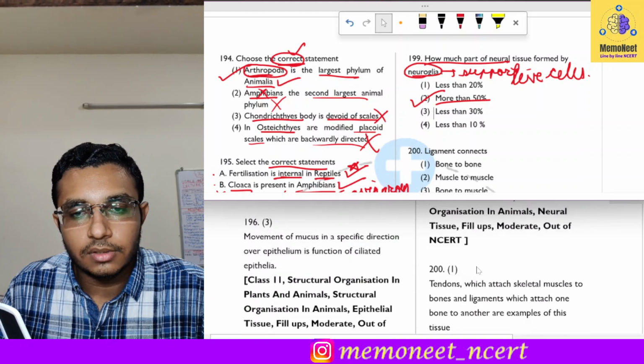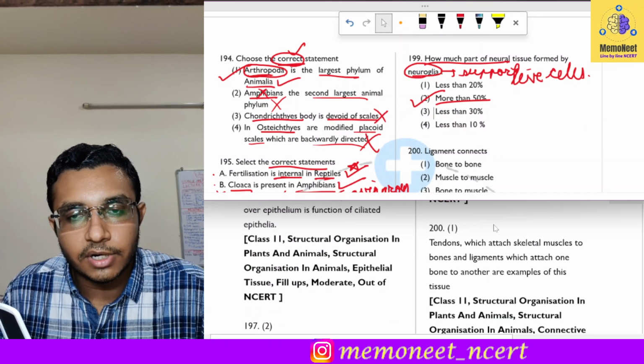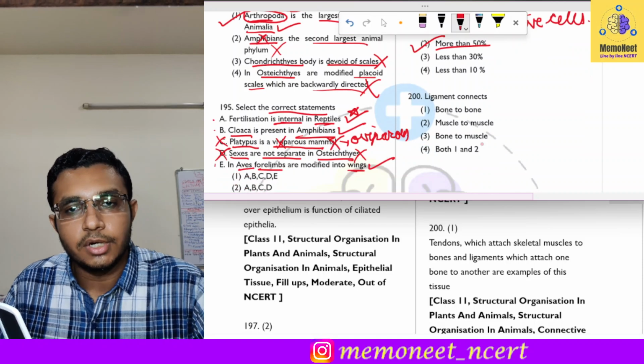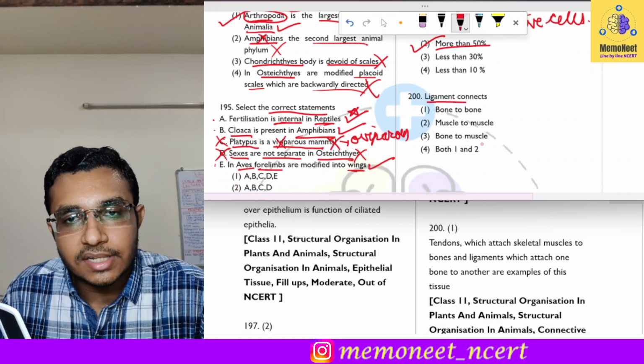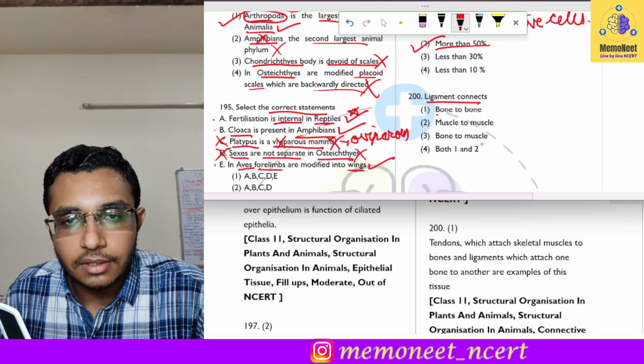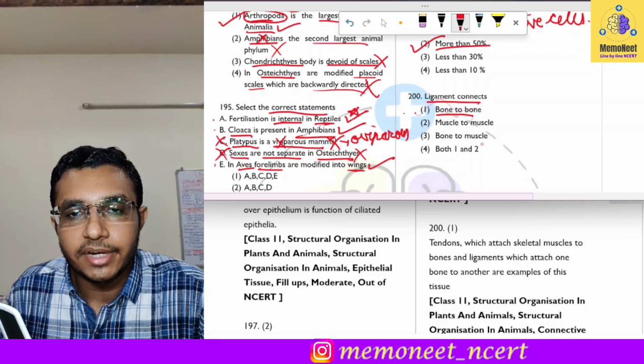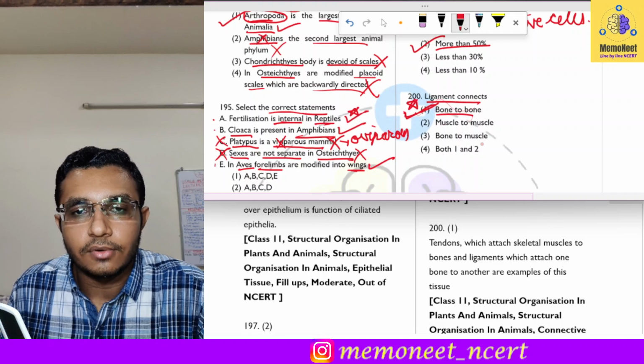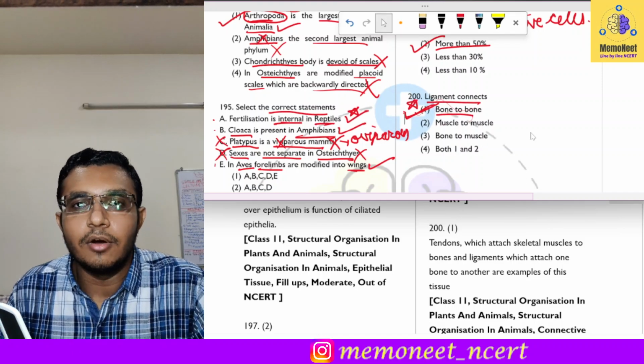Next, moving on to the last question of our today's discussion, that is question number 200. Okay, it states that ligament connects what? So the function of ligament is to connect two bones. Okay, so the ligament connects bone to bone. Therefore, the correct answer of this question will be option 1.